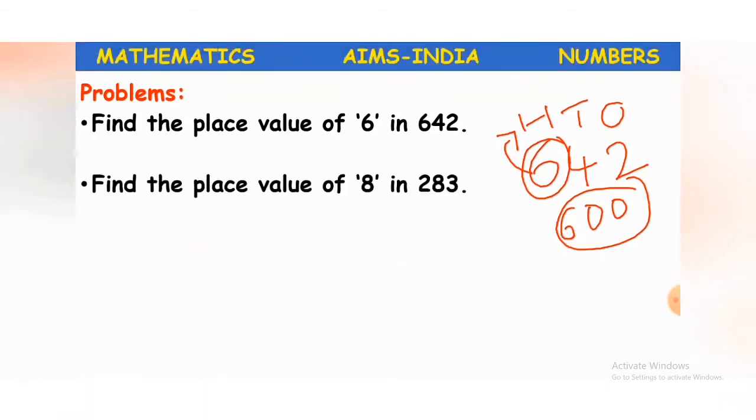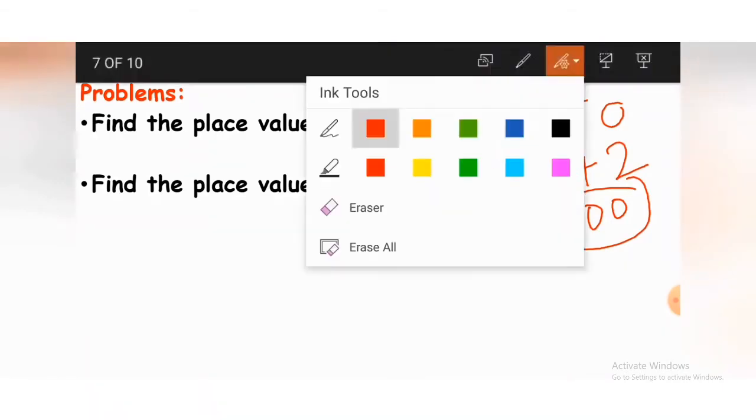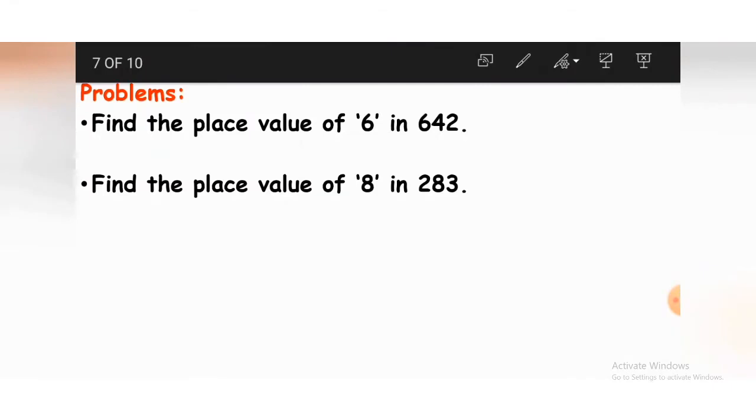Okay, now moving on to the next question. Find the place value of 8 in 283. Come on fast everybody. Find the place value of 8 in 283. See, this 8 is in tens place, so the place value of 8 becomes 80. 80 is the correct answer.